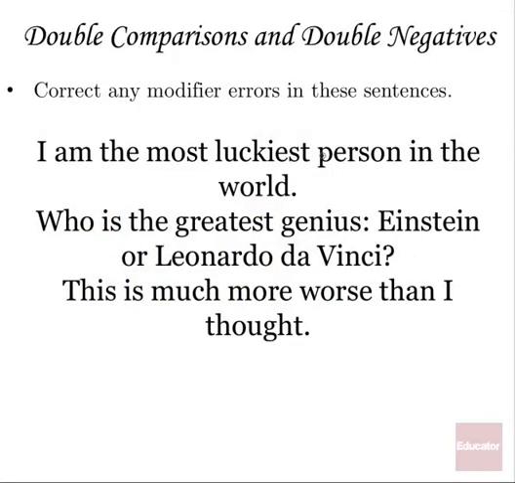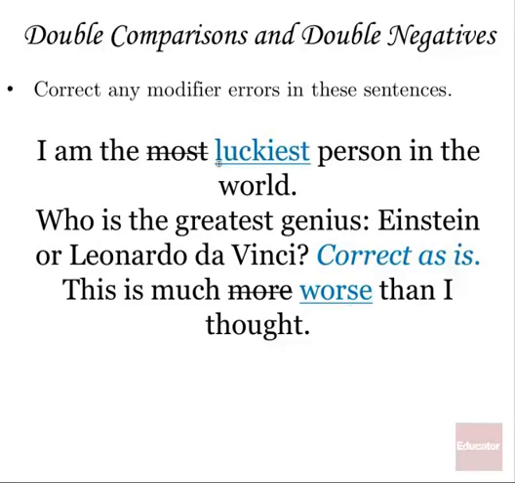All right. Correct any modifier errors in these sentences. I am the most luckiest person in the world. Who is the greatest genius, Einstein or Leonardo da Vinci? This is much more worse than I thought. Take a good look. Pause the video if you need to.